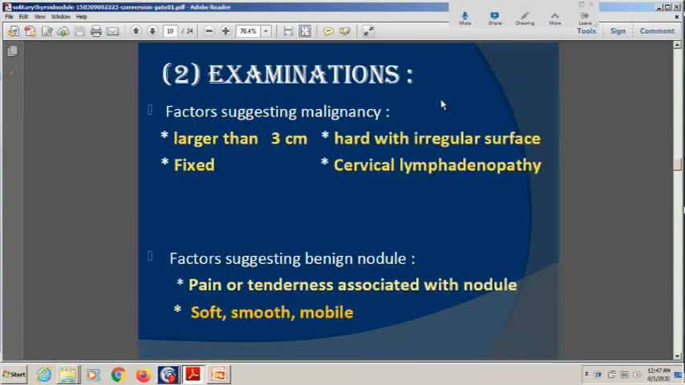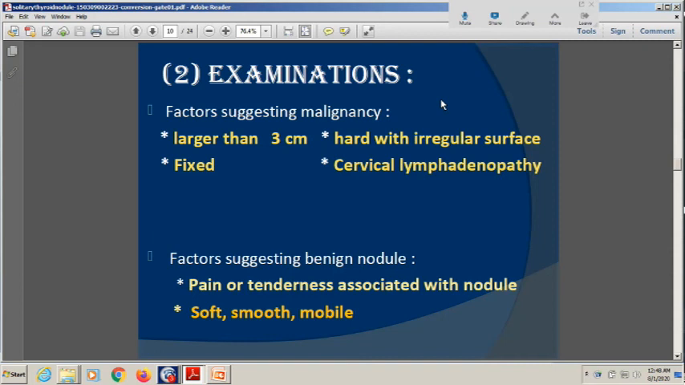Factors suggesting malignancy on examination: if the size of the nodule is more than 3 centimeters, it is hard or has an irregular surface, or it is fixed, or with lymphadenopathy. Anything in the body, if a lump is other than thyroid also, if there is any breast swelling, thigh swelling, abdomen swelling, anywhere, if the lump is hard or has an irregular surface, or it is fixed, or if there is lymphadenopathy other than regional lymphadenopathy, the chance of malignancy is more. The same thing in thyroid also.